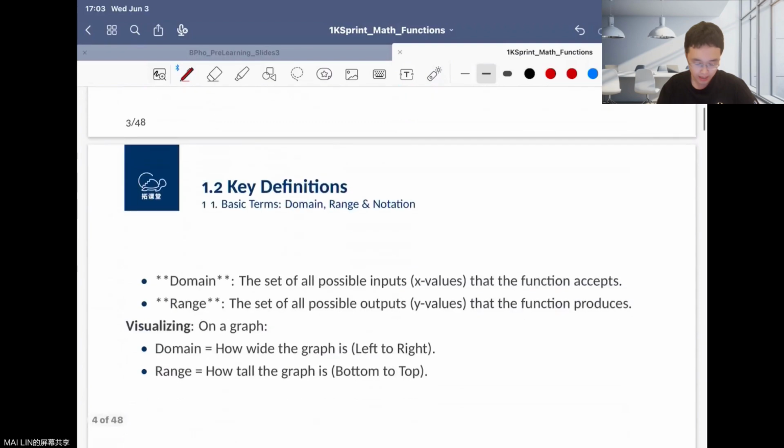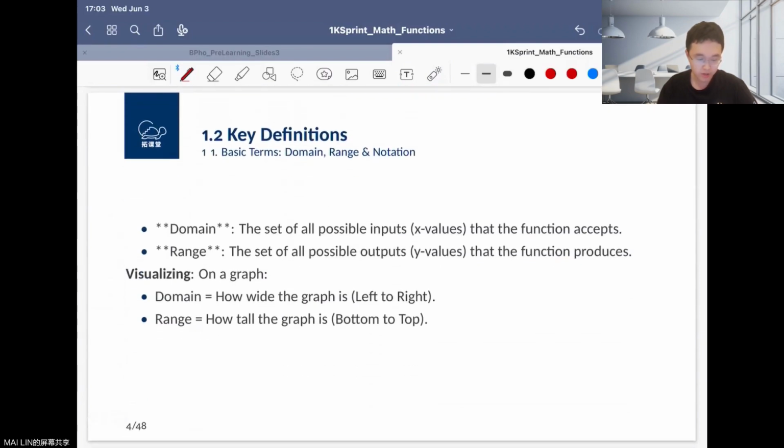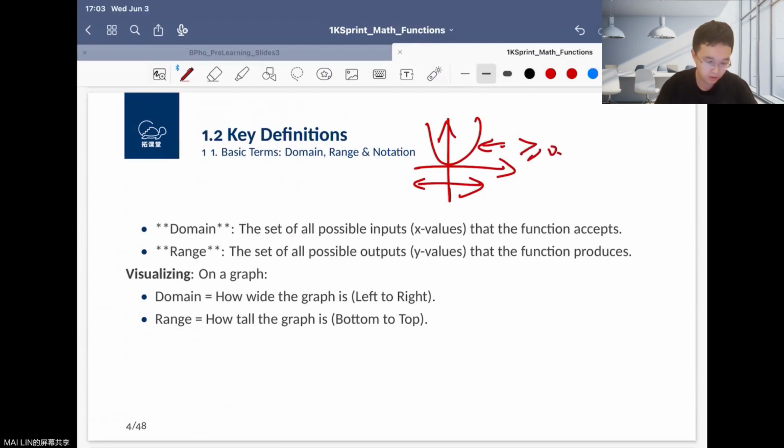For domain and range, we can consider domain as the set of possible inputs, or x values, of the function. Range means the set of all possible outputs, or y values, that the function produces. If you draw a quadratic graph like here, x can choose any values: zero, positive values, negative values. And the y values can only be bigger than or equal to zero, okay?